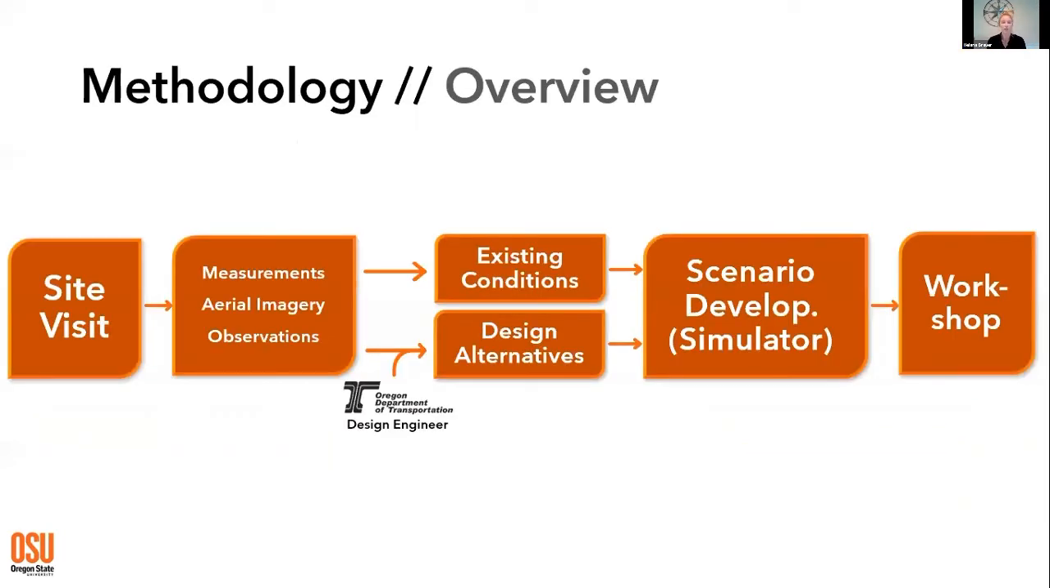So we have a methodology overview. I'll briefly go over this and then we'll get into detail in later slides. First we did a site visit where we obtained measurements, aerial imagery and observations that we could then develop the existing conditions from. We also gave that to the design engineers at ODOT for them to develop the 2 design alternative striping plans. From that, we took those 3 scenarios and developed them in the simulator.